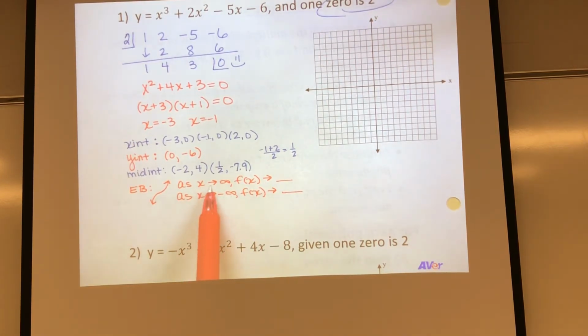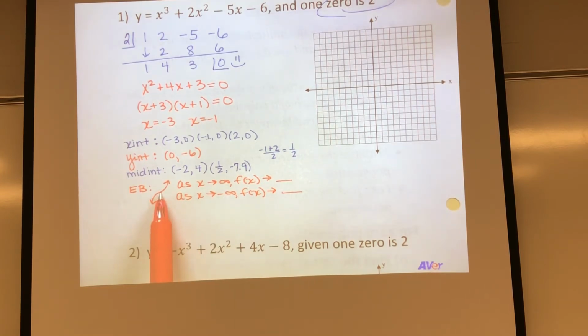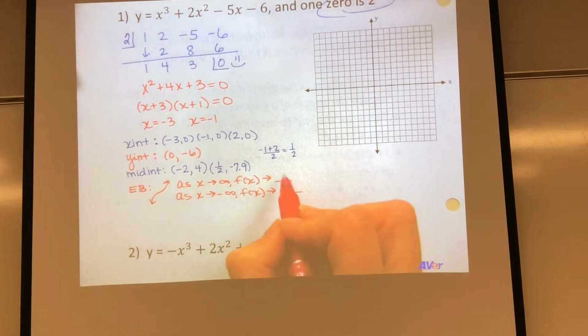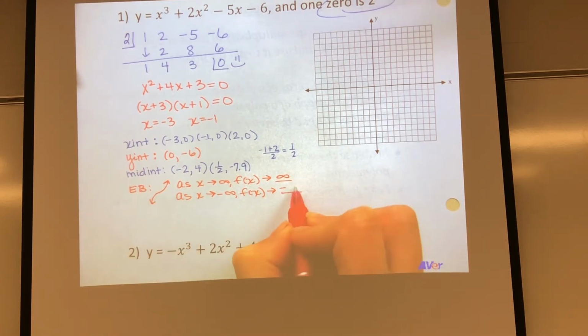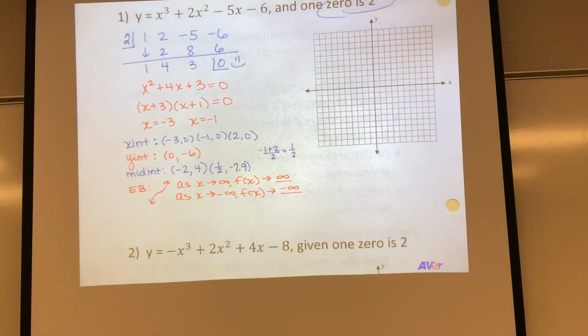When it says x approaches infinity, that really is, when you start in the middle and move to the right, where is your graph going? Well, my graph is going up, so it's going towards positive infinity. And as x goes to -infinity, that's moving to the left. Where is my graph going? My graph is going down, so towards -infinity.